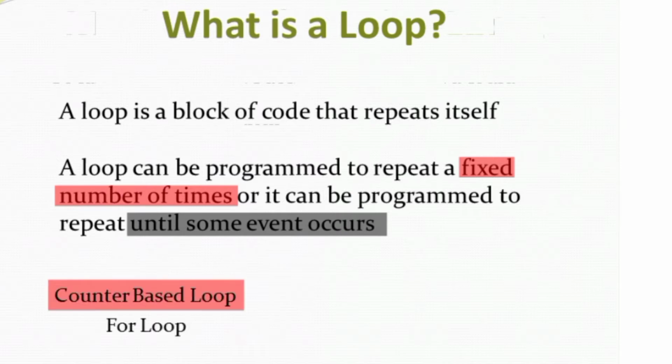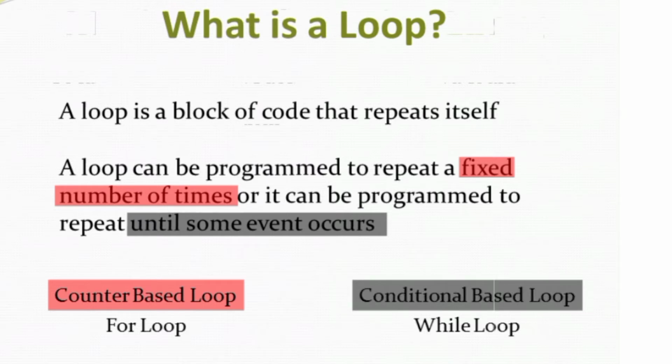Okay, and we're going to actually have two different structures based on these two different situations. So when we talk about the fixed number of times that the loop will repeat, we call that a counter-based loop. The actual type of loop that we'll use in MATLAB is the for loop. And when we talk about that the loop is going to repeat until some event occurs, we call that a conditional-based loop because it's based on some condition. And the type of loop that we use in MATLAB is the while loop.